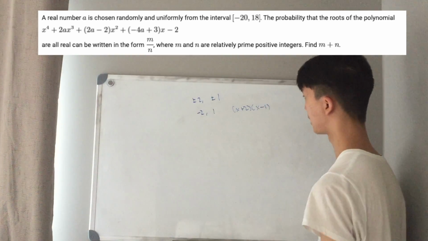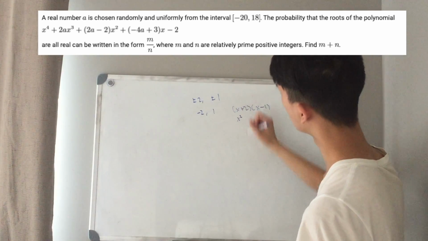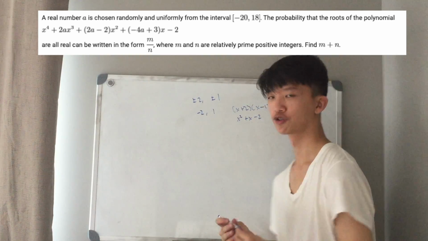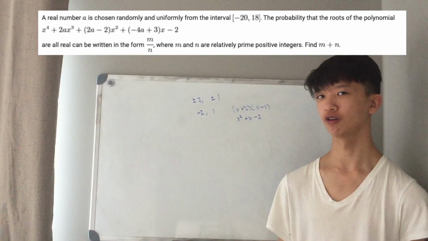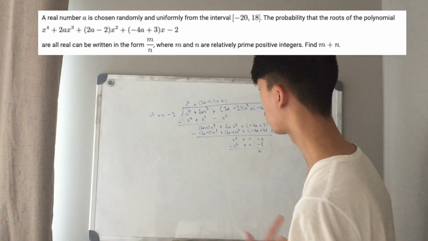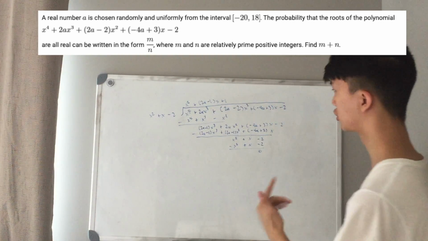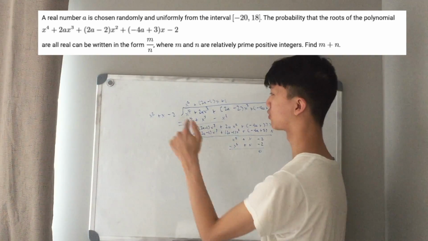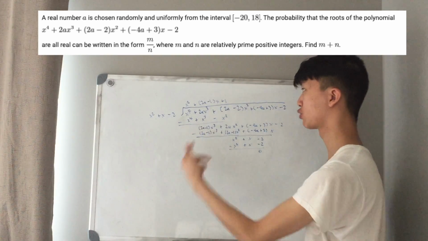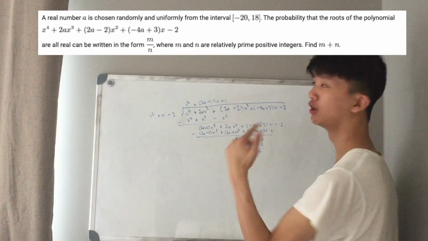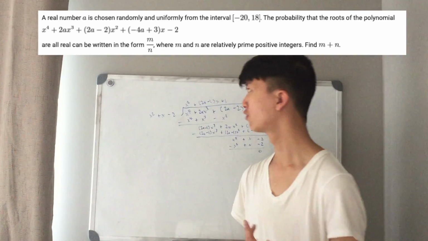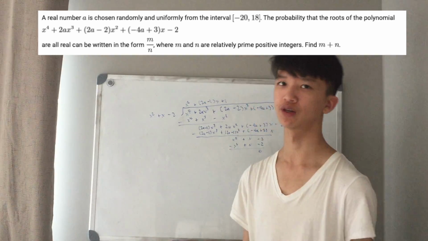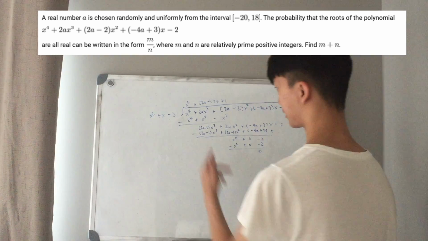So x plus 2 times x minus 1 is equal to x squared plus 2x minus x, or plus x, minus 2. So now let's get into the polynomial long division. And so x to the power 4 plus 2a x to the power 3 plus 2a minus 2 x squared plus negative 4a plus 3 x minus 2 divided by x squared plus x minus 2 is equal to x squared plus 2a minus 1 x plus 1. So now we're looking for real numbers. And since 1 and negative 2 are obviously real numbers, all we need to do is look at this quadratic.